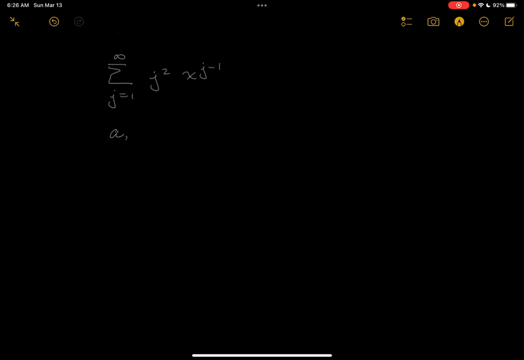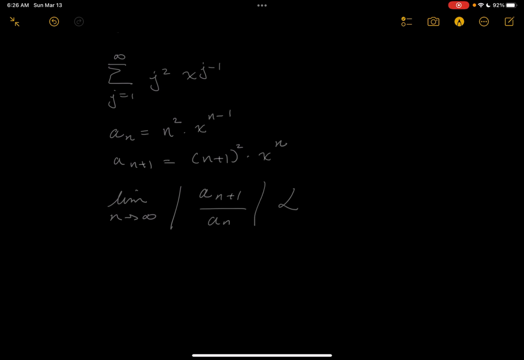So the an, in this case here, is going to be n squared times x to the n minus 1. An plus 1 is going to be n plus 1 squared times x to the n. So let's do the ratio test. The limit as n goes to infinity of an plus 1 over an, and we want that to be less than 1.